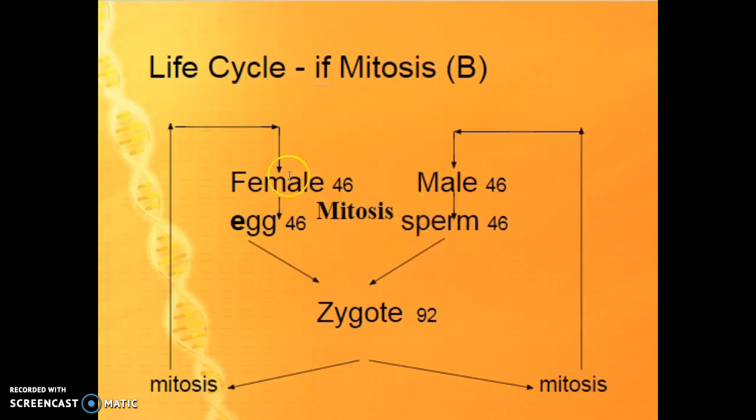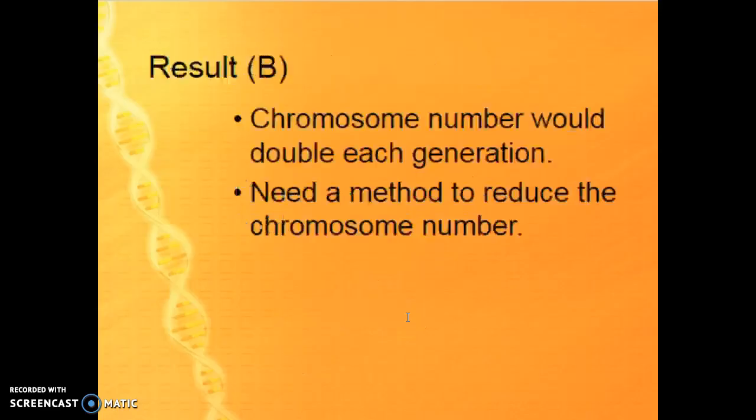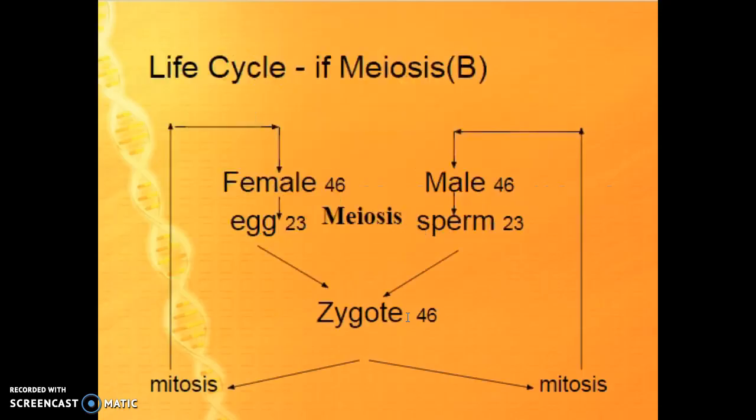Here we see our sexual life cycle if we only performed mitosis. So let's start down here where humans, there's a human male, a human female, goes through mitosis, makes a sperm cell that has 46 chromosomes because mitosis only makes clones. Those two gametes fuse to form a zygote that has 92, which is now no longer human. So our chromosome number would double every generation, so we must need a method to reduce that number.